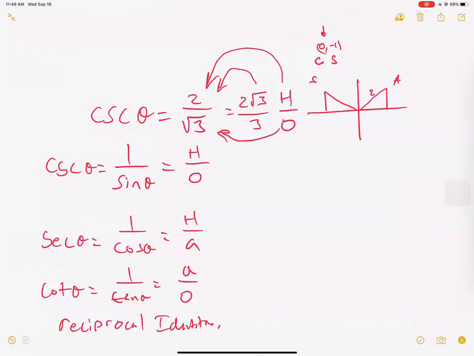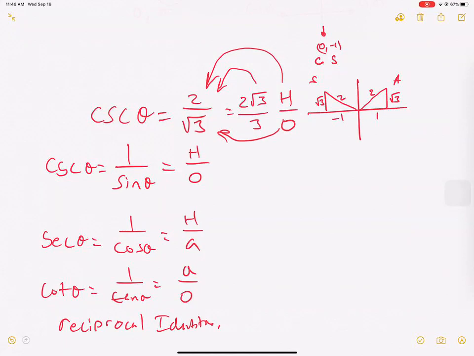Hypotenuse is 2. Opposite is square root of 3. What do you think the third side of the triangle is going to be? Third side has to be 1. The left triangle in quadrant 2 is negative 1 because we went left.